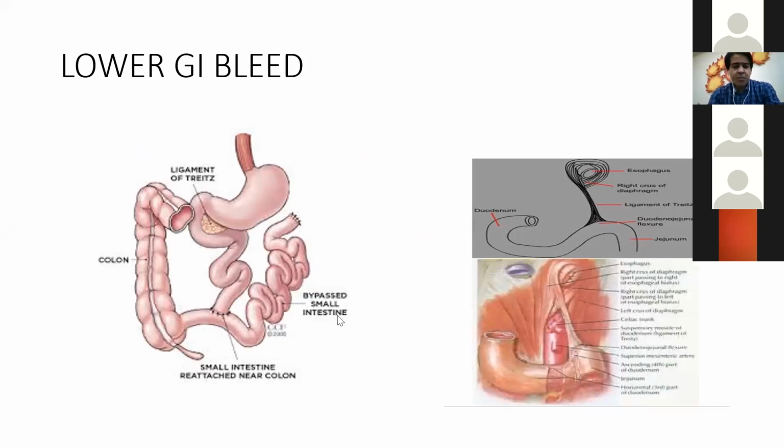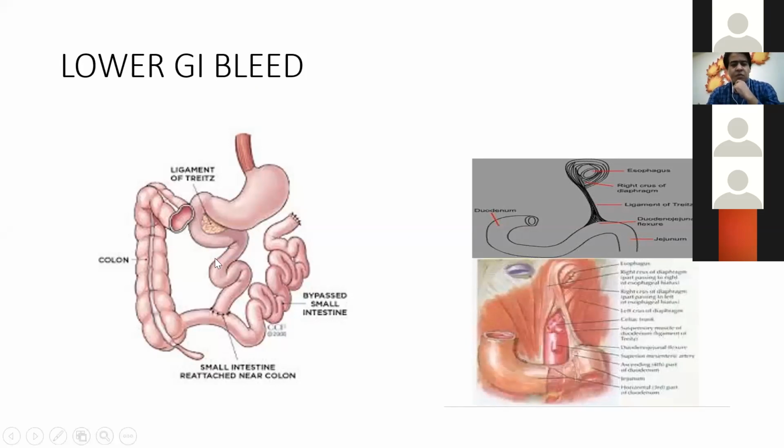There is a very important structure which is known as the ligament of Treitz, because this structure will differentiate between the upper and the lower GI bleed. This structure is located at the fourth part of the duodenum. Distal to this structure is bleeding, which is known as the lower GI bleed.